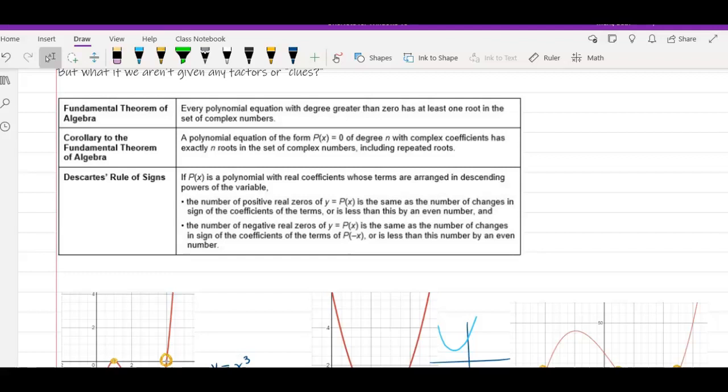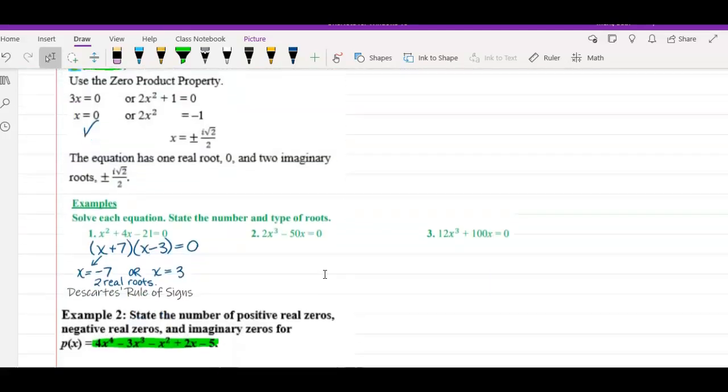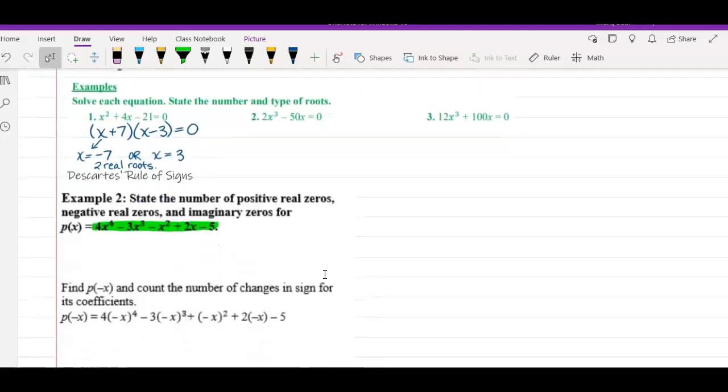And the number of negative real zeros is going to be the same as the number of sign changes when the coefficients use the variable p of negative x. So this doesn't mean a whole lot as we read through what Descartes' rule of signs is, but it's important to have this in our notes because hopefully once we go over it, you'll be able to look back and say, oh, I understand what it was saying up there. So let's try it in an actual example.